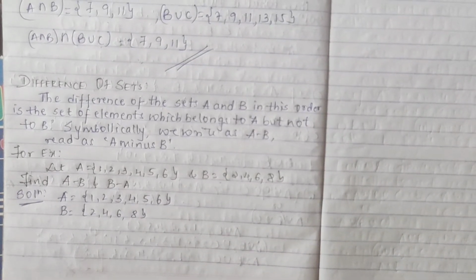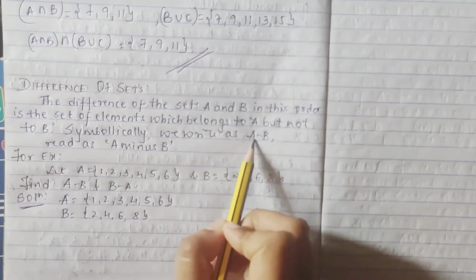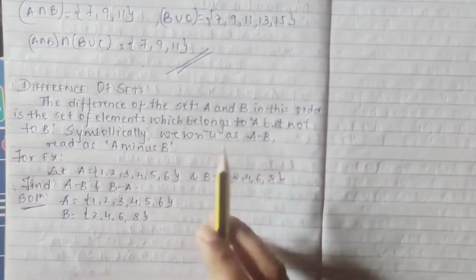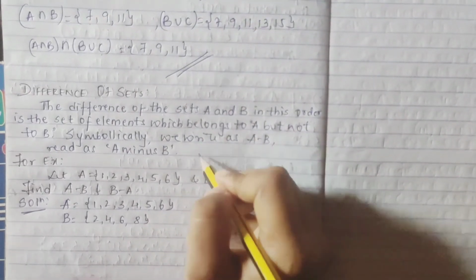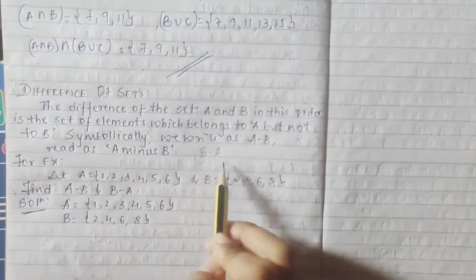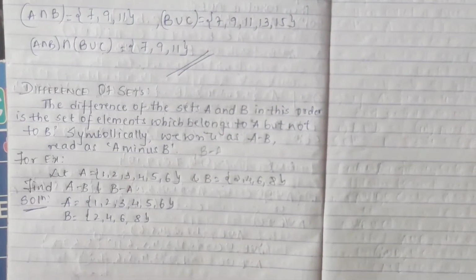So what it is telling, when you have a set A and a set B, if they tell you A minus B, it means you have to subtract the elements of B from A. If they give you B minus A, you have to subtract the elements of A from B. We'll see with the example, you will understand properly.